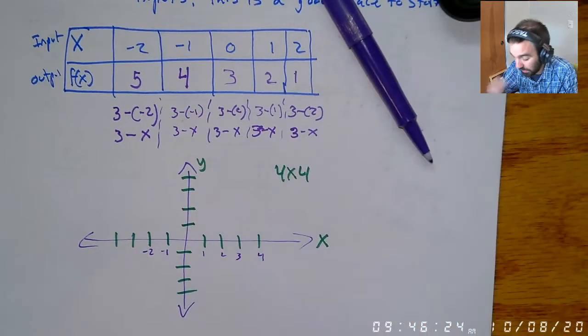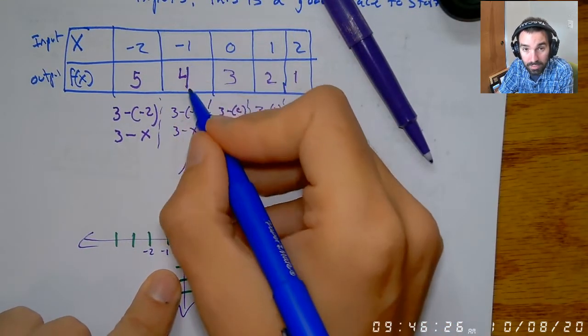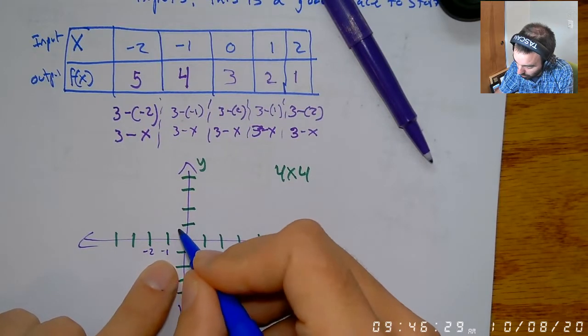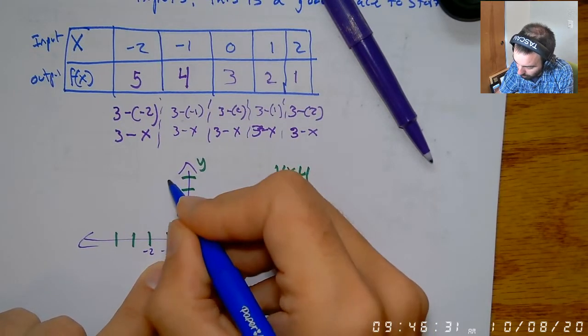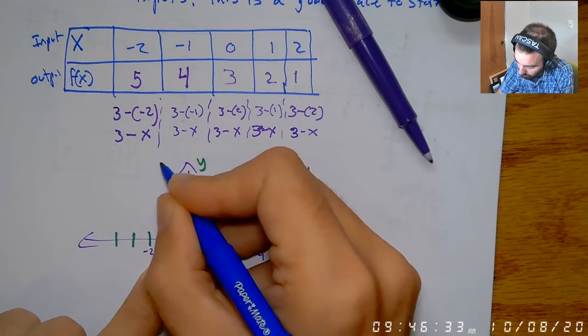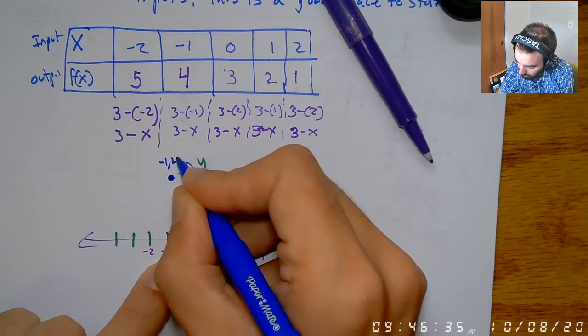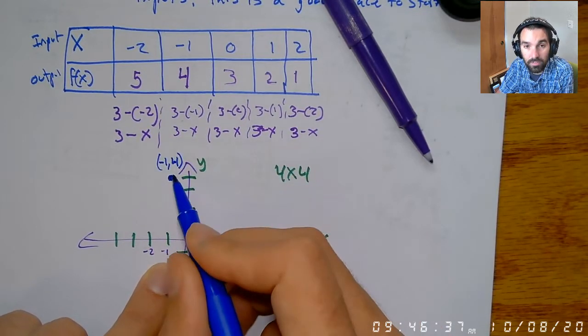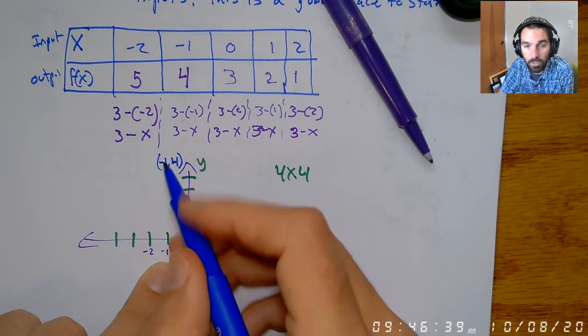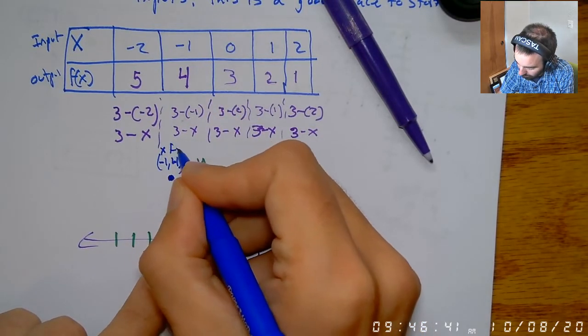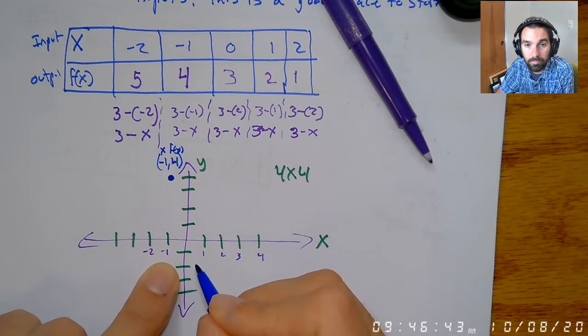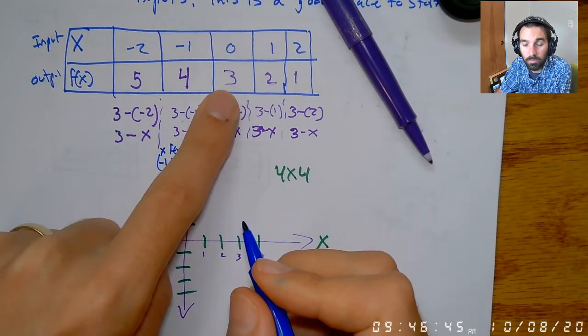So the next point I'm going to look at is -1. At -1, I'm at 4. So I'm going to go 1, 2, 3, 4. So this point is at -1, 4. Okay, so I have -1, 4. This is my x. This is my f of x. Okay, so let's go to the next point.